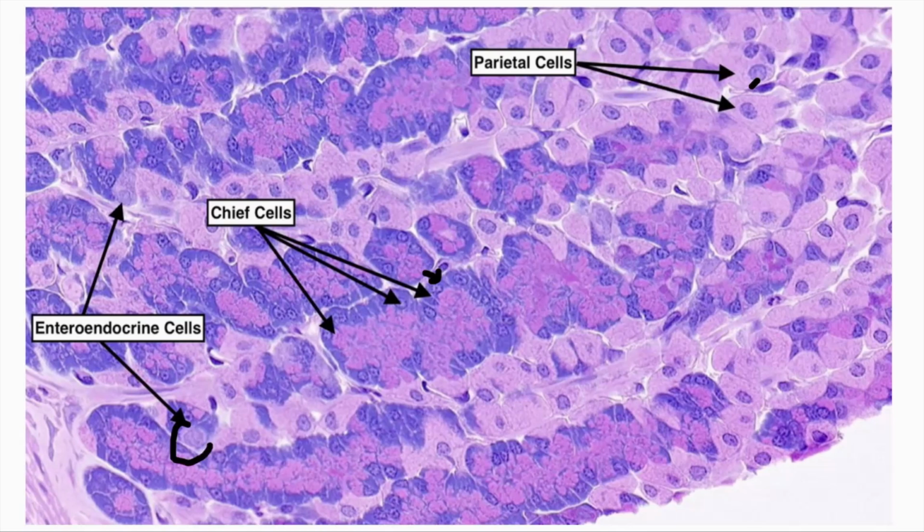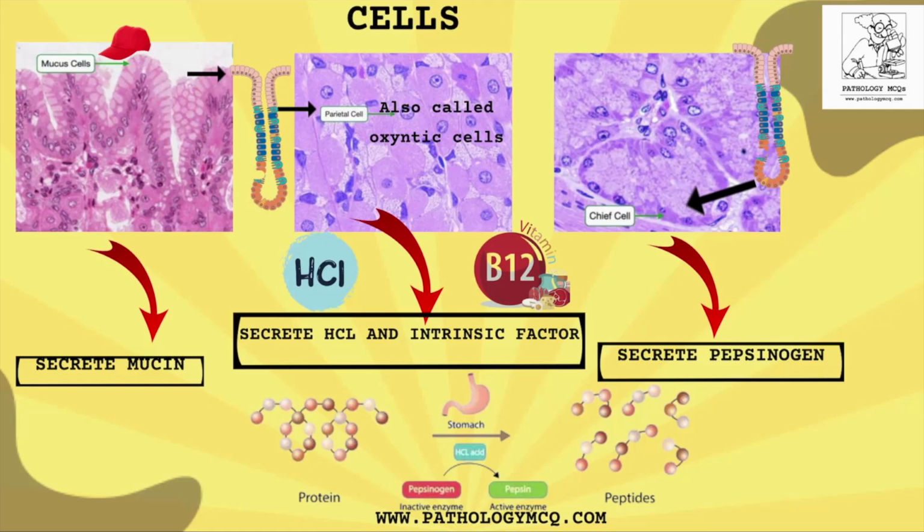These are the endocrine cells, and these cells may or may not be seen clearly in histology, and sometimes IHC such as synaptophysin and chromogranin may be necessary for their identification. The mucous cells or the mucus cap cells secrete mucin.